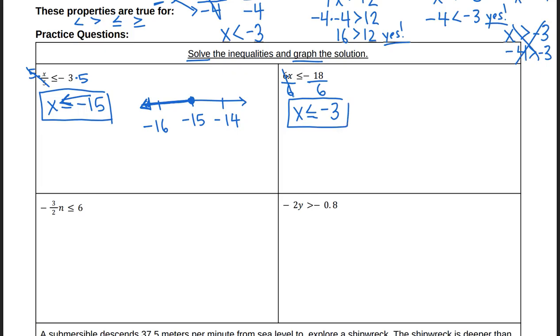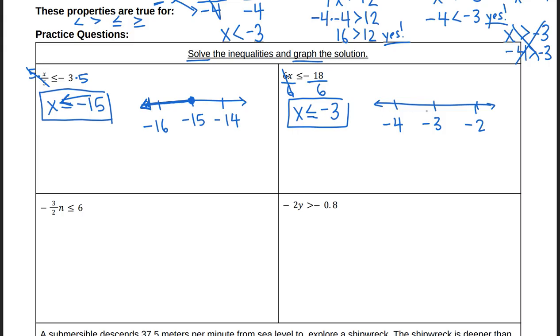Again, I divided by a positive number, which means I didn't have to do anything special, and I just solved kind of like what I would call normal. So then it also asked me to graph on a number line. I'm going to go ahead and put negative 3 right here. I'm going to add 1 to it, which gives me negative 2, and take away 1 to go to the left, which gives me negative 4.